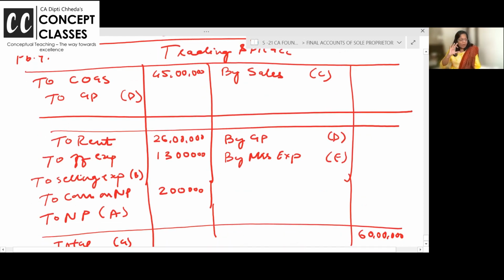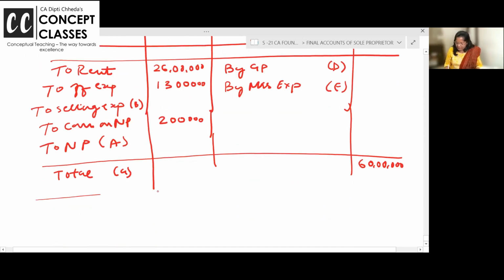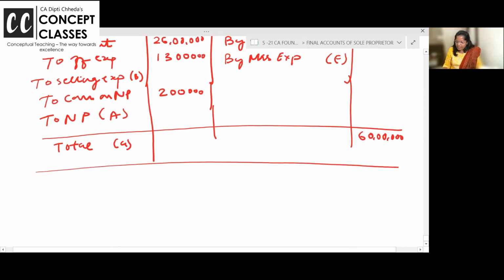Everyone finish just copying the table as it is. Then we will complete it with the support of working notes. Okay. So generally we can start with A working note, but I want to start with working note G.